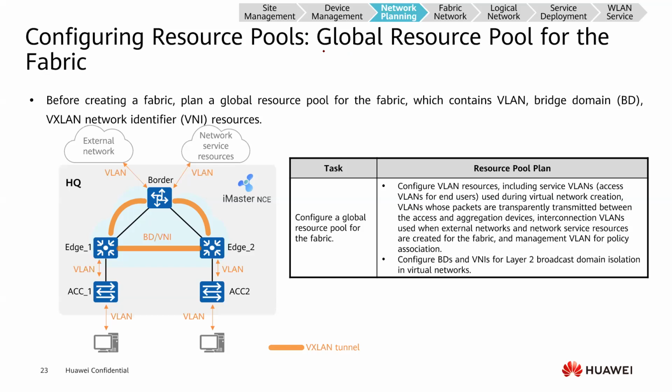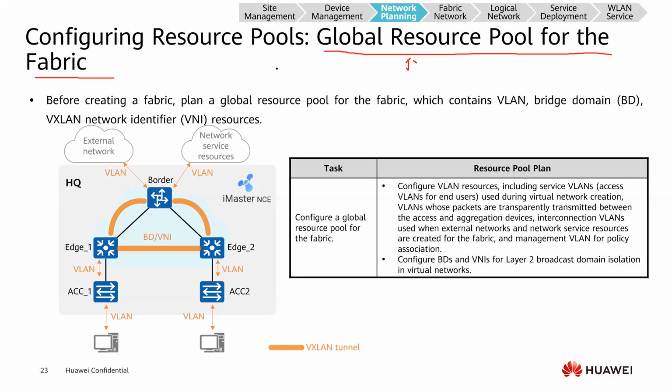One is the global resource pool for the fabric. That means if you want to create the fabric network, you need to get the resources such as the VLAN and the BD from this pool. And another resource pool is the underlay automatic resource pool. It's used for the underlay network interconnection establishment. We will talk about it later.